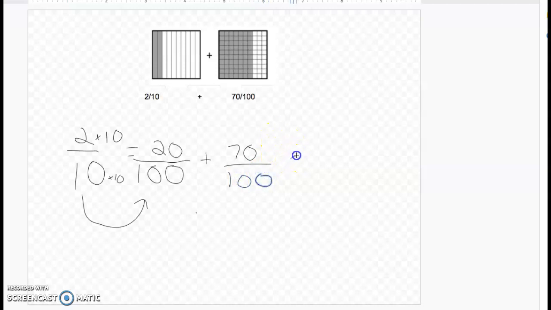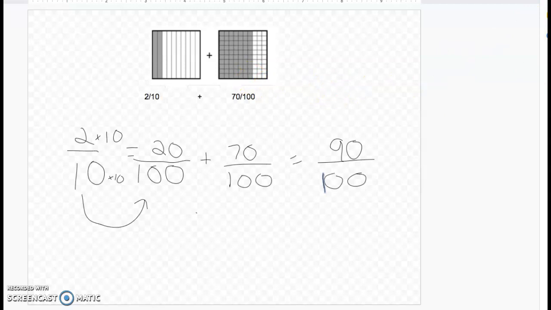Yes, we can add the numerators because that is the number of pieces. There are 20 100ths here and 70 100ths here, and together that's 90 of them. But what are they called? They're called hundredths. We must keep the denominator the same because that is the size of the piece, and the size of the piece does not change. So we have now 90 hundredths. The size of the piece is this little square right here, a 100th piece, or a penny. So the answer to this problem is 90 hundredths.